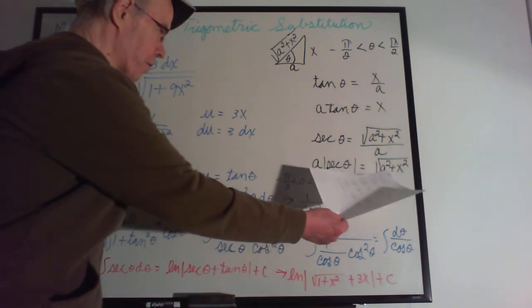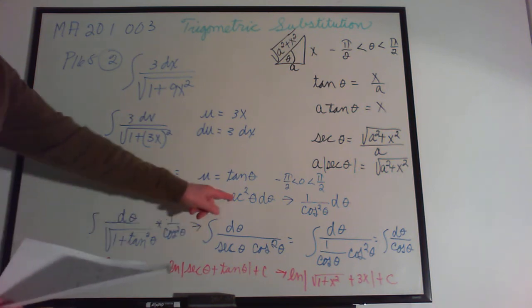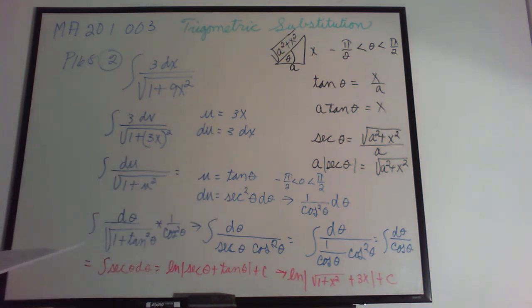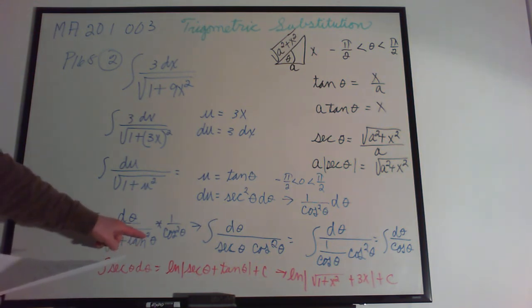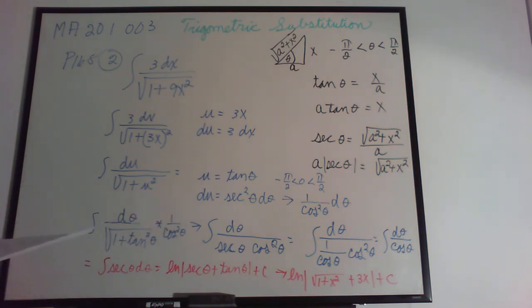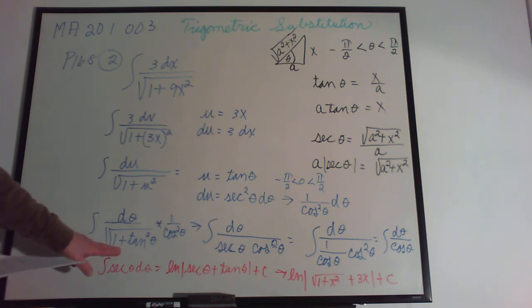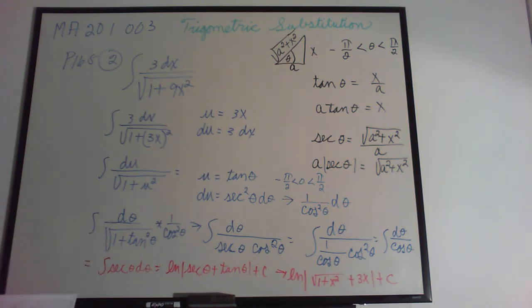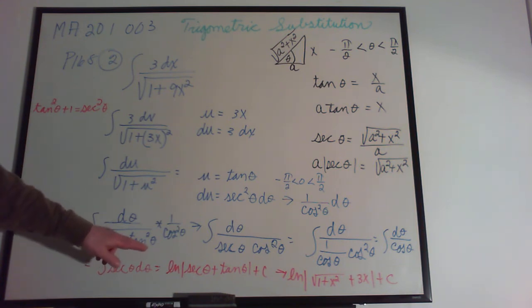Which is this here, only I'm going to square it. So I'm going to put in d theta over square root of 1 plus tangent squared theta times 1 over cosine squared theta. These two are the same. So now I have d theta over square root of 1 plus tangent squared theta.